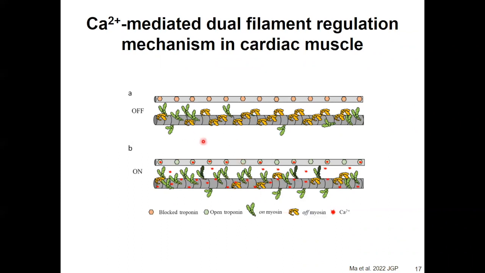muscle. Under resting conditions, both thick and thin filaments are in the off state. When calcium is released, calcium binds to troponin and turns on the thin filament, and somehow it can also turn on the thick filament. This is an ongoing project. We're trying to identify the exact molecular mechanism of this calcium-dependent thick filament regulation. Stay tuned.